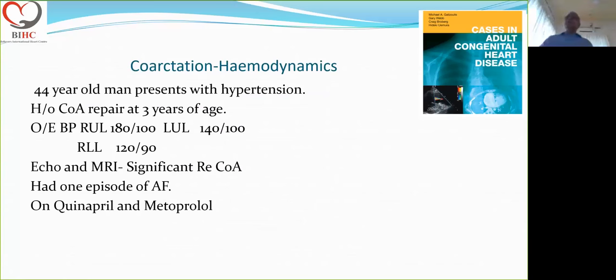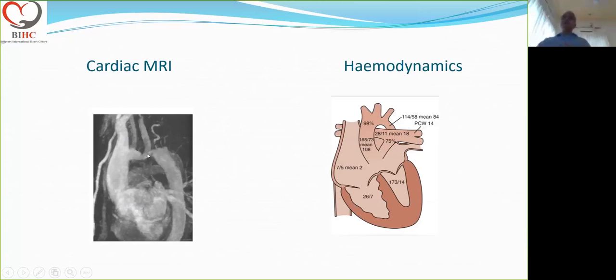I would also take a textbook case from this book on cases in adult congenital heart disease, where it's a 44-year-old man who has had a coarctation repair at 3 years of age, has presented with upper limb blood pressure, right upper limb 180-100, left upper limb 140-100, right lower limb 120-90. So his left upper limb pulses are weaker, right lower limb is still weaker, and both echo and MRI show significant recoarctation. He has already had an episode of atrial fibrillation, and he is on ACE inhibitors and metoprolol. And this was his cardiac MRI.